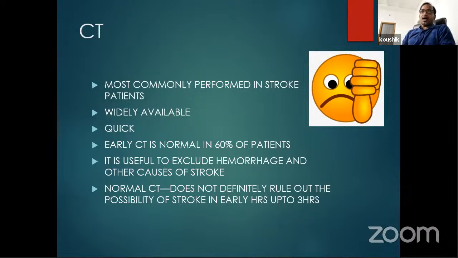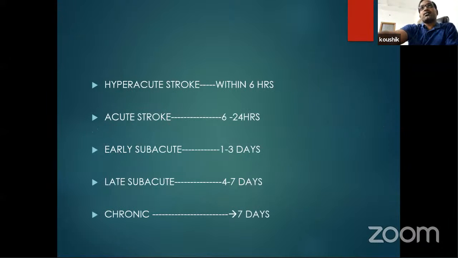If we take an MRI, we can detect ischemic stroke immediately after the onset of the stroke, whereas on CT, it takes at least more than 3 hours.